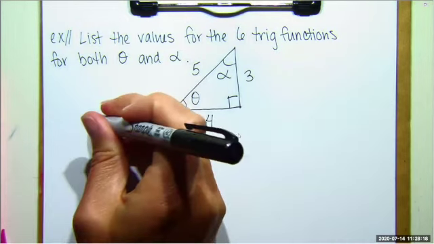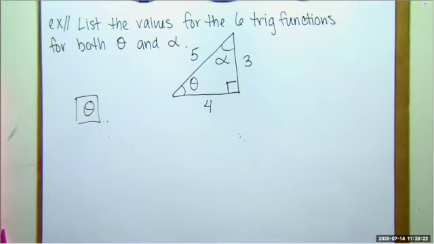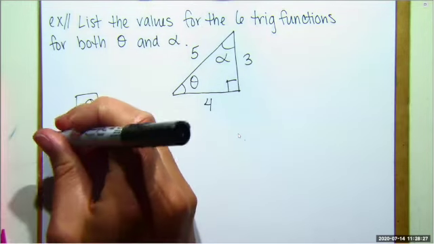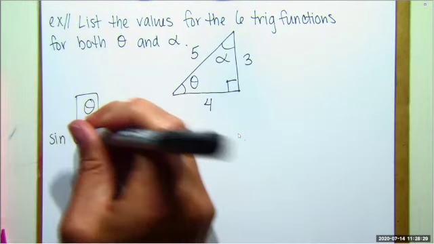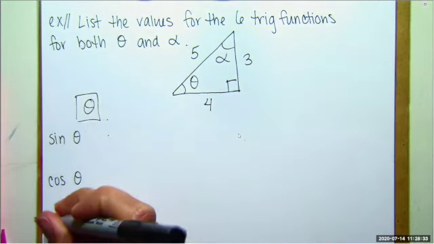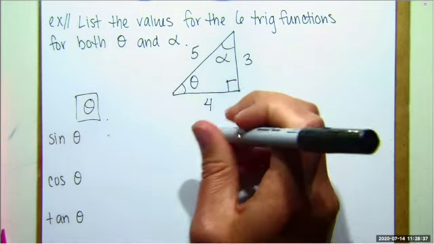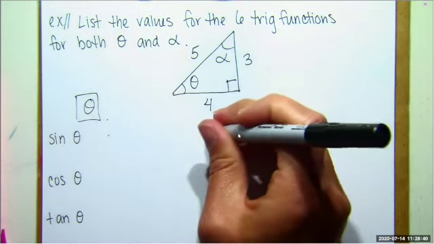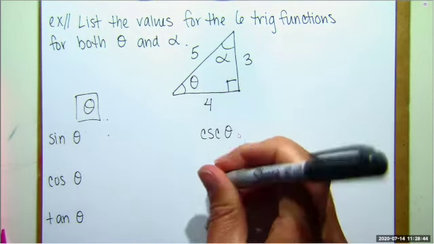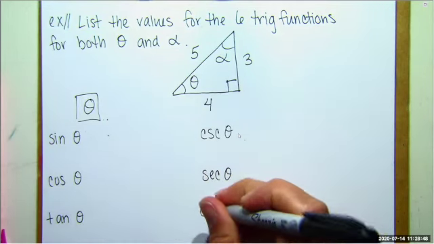So first we'll start with theta. We're going to list the values of the 6 trig functions for theta. That means we want to find sine of theta, cosine of theta, and tangent of theta. We'll also find the reciprocals. The reciprocal of sine is cosecant. The reciprocal of cosine is secant. And the reciprocal of tangent is cotangent.